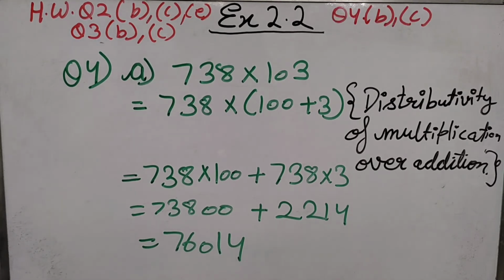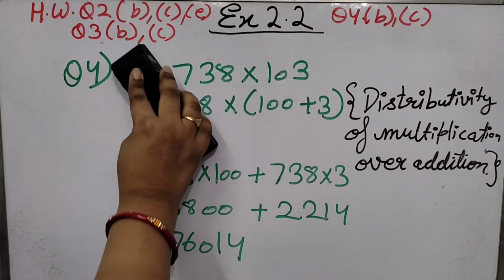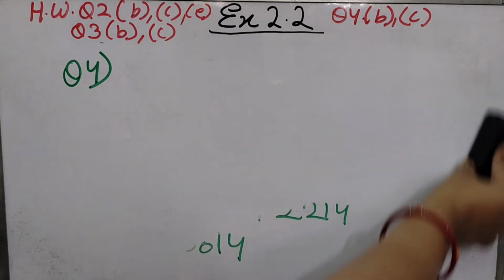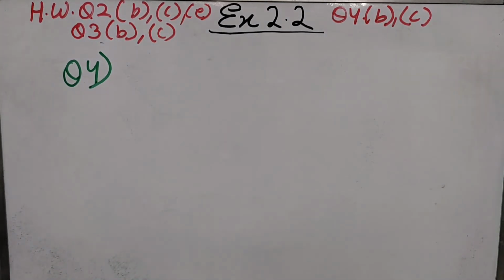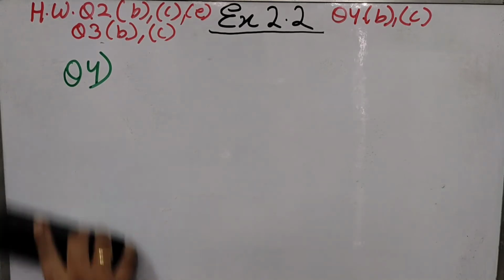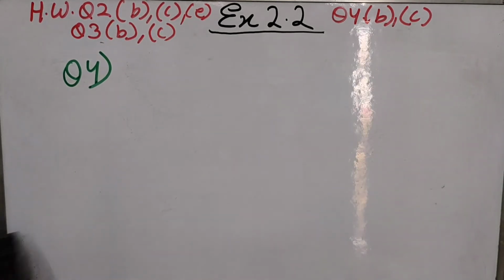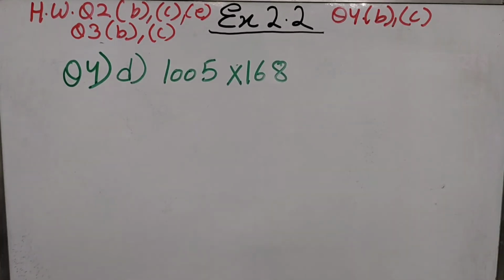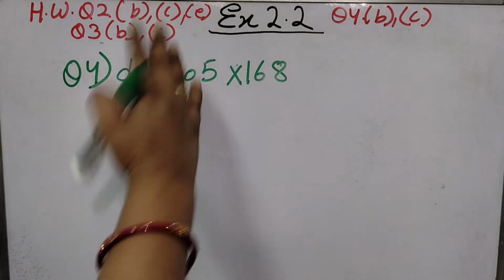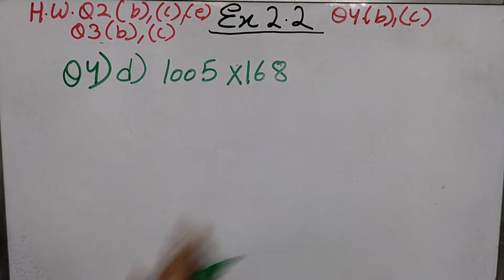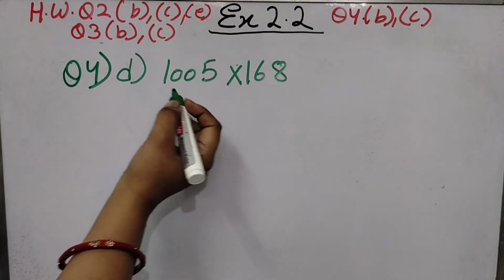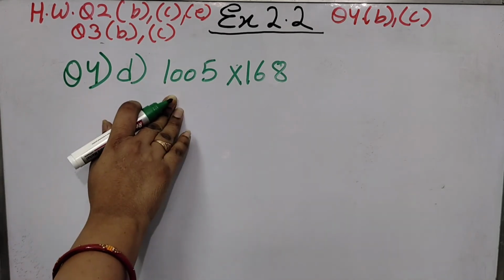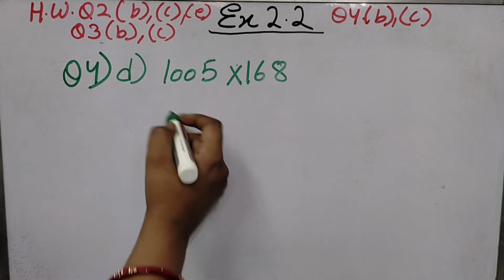Part B and part C are similar to part A, so that is for your homework. Part D is also similar, but there is only a small change. So we will look for it. In the previous 3 parts, we were dividing the number which was on the right hand side, but in this part we have number 1005 on the left hand side. So we will divide this.